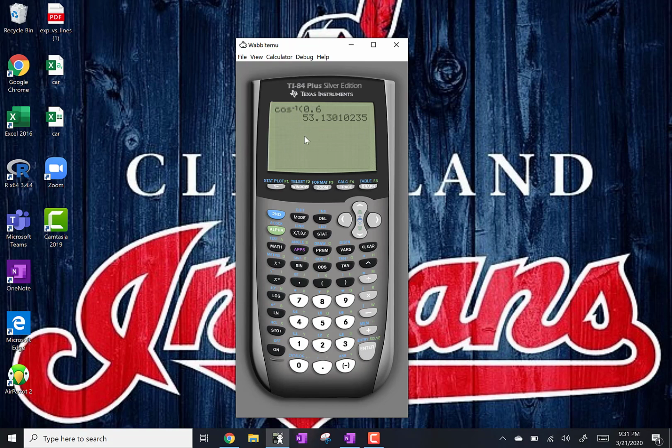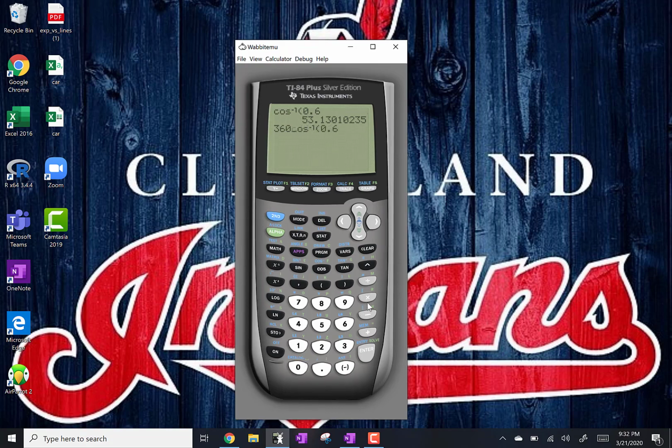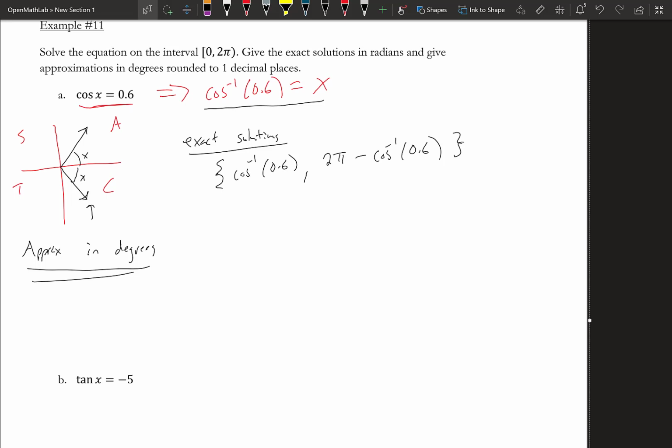So that's x. Remember the other one was 2 pi minus that, so that would be 360 degrees. If I take 360 minus this answer, then we get 306.9 roughly. So those are going to be my two values, approximations in degrees: 53.1 degrees and 306.9 degrees.